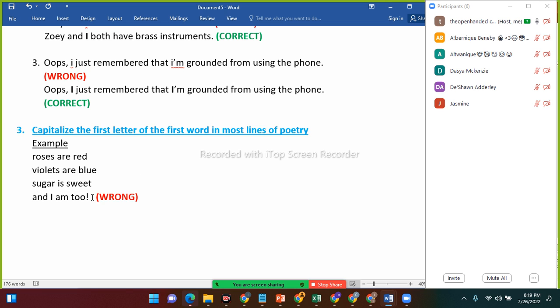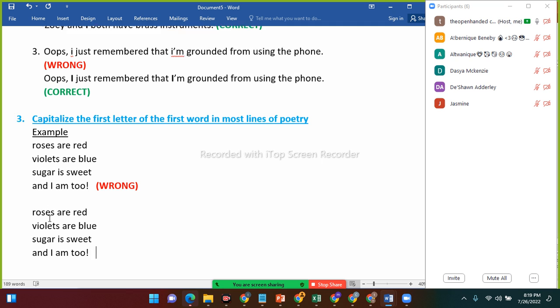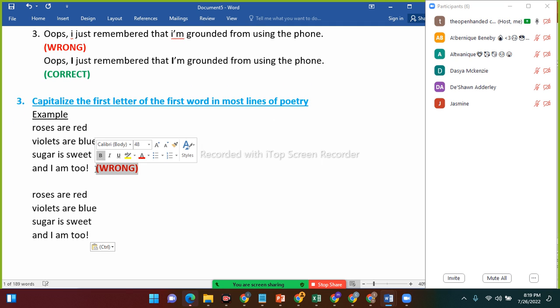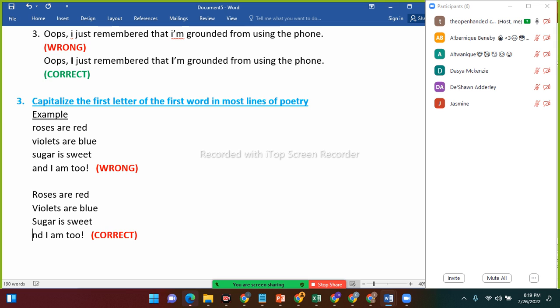And so the correct way would be to capitalize the R, to capitalize the V, the S, and the A. And so this would be the right way to do it.